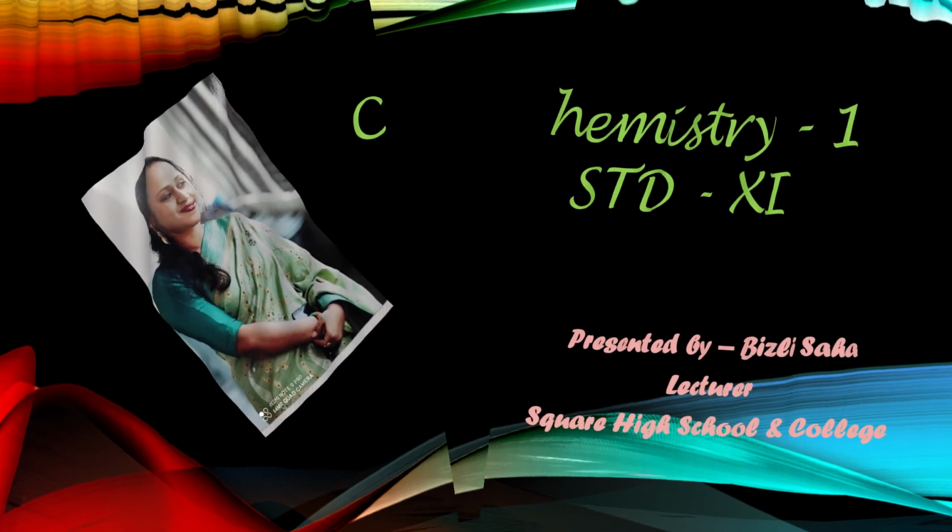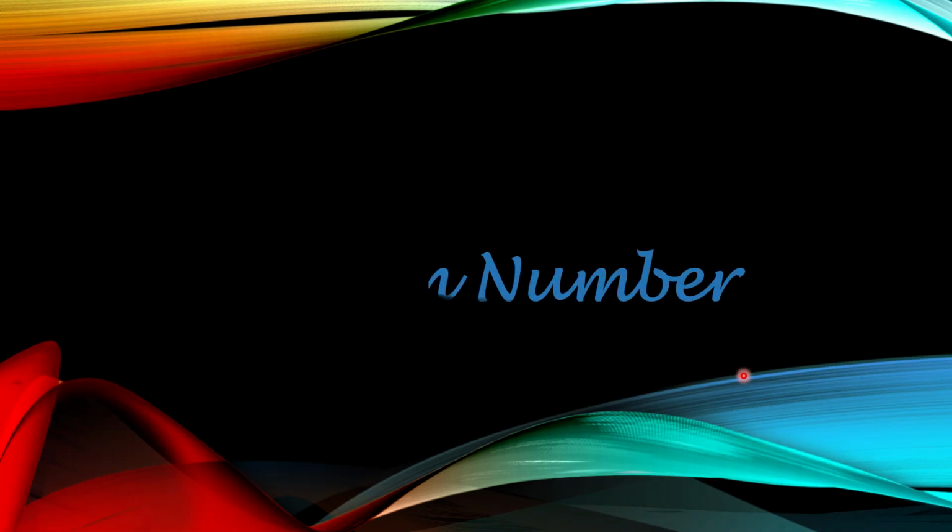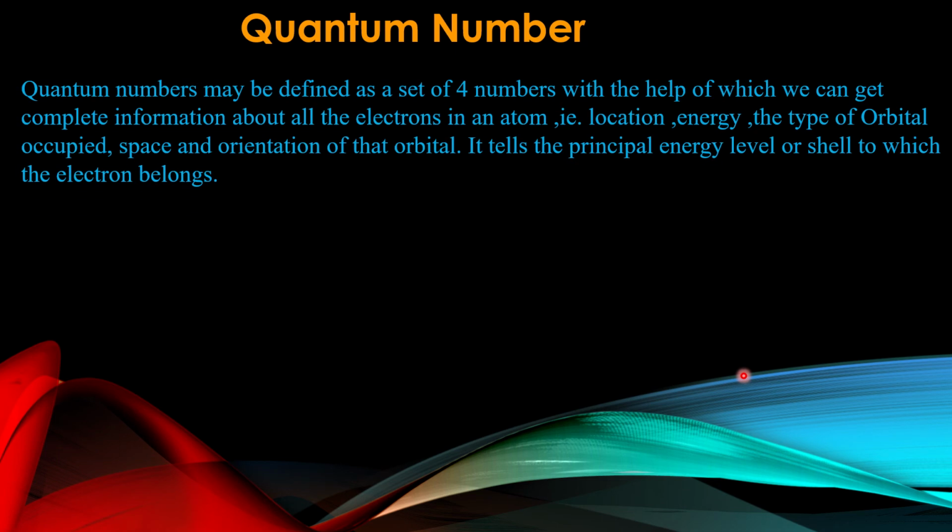In this class, we will explain about quantum number. Today, our topic is quantum number. You know, in an atom, the electrons are arranged in different energy levels. These electrons not only rotate around the nucleus but also rotate around their own axis. Now, quantum number may be defined as a set of four numbers with the help of which we can get complete information about all the electrons in an atom.